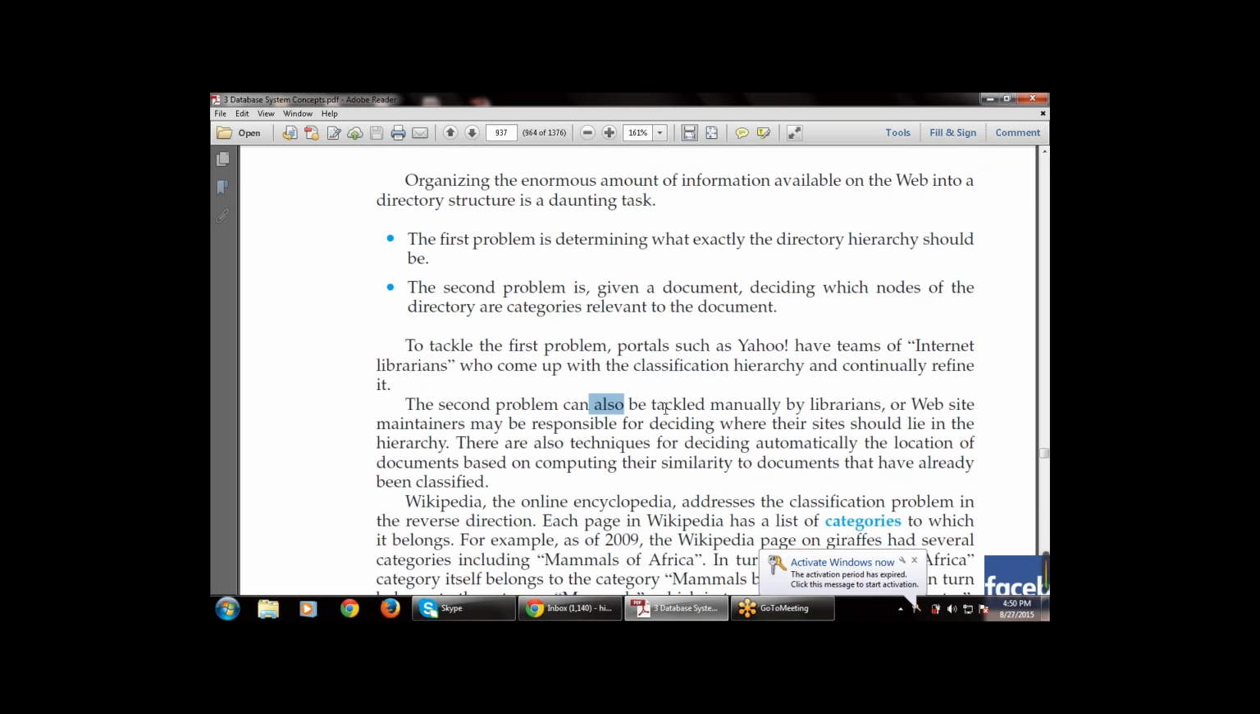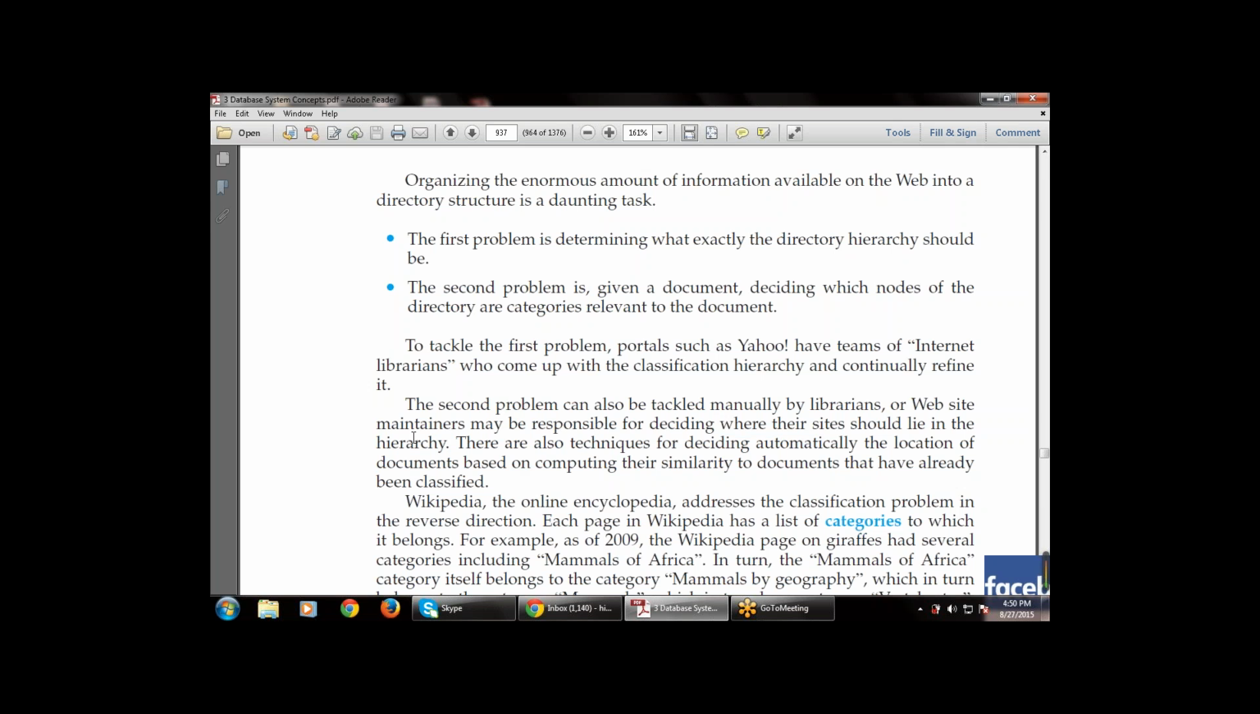The second problem can also be tackled manually by the librarian, or website maintainers may be responsible for deciding where their sites should lie in the hierarchy.